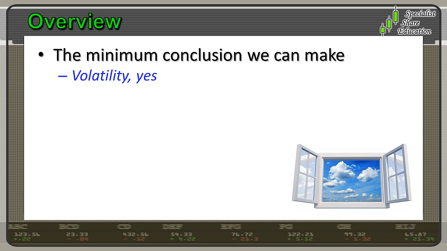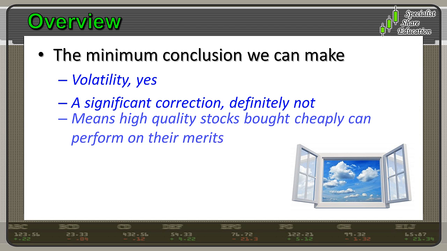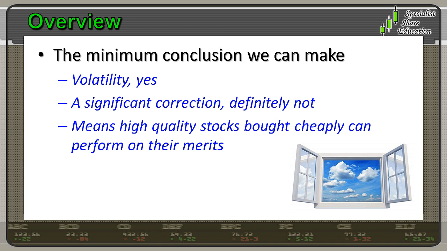So the minimum conclusion that we can make, I believe, at this point in time, is that yes, we'll get volatility over the next couple of years, but a significant correction, I don't believe that's going to happen based on the facts and also based on the self-interest of all the major players. So that means that high quality stocks that are bought cheaply can then perform on their merits. Doesn't necessarily mean that they can go up, and there'll be poor quality stocks that won't go up. So this will not be a period where all stocks rise. But it does mean that the way is then clear for high quality stocks which are bought well to perform on their merits. And that's all that we can ask, really.